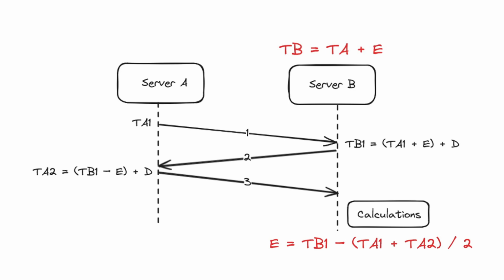And we need to remember that this algorithm assumes that the delay remains roughly constant during the time it takes to pass the messages back and forth. It also assumes that a message from A to B takes about the same amount of time as a message from B to A. That's it.